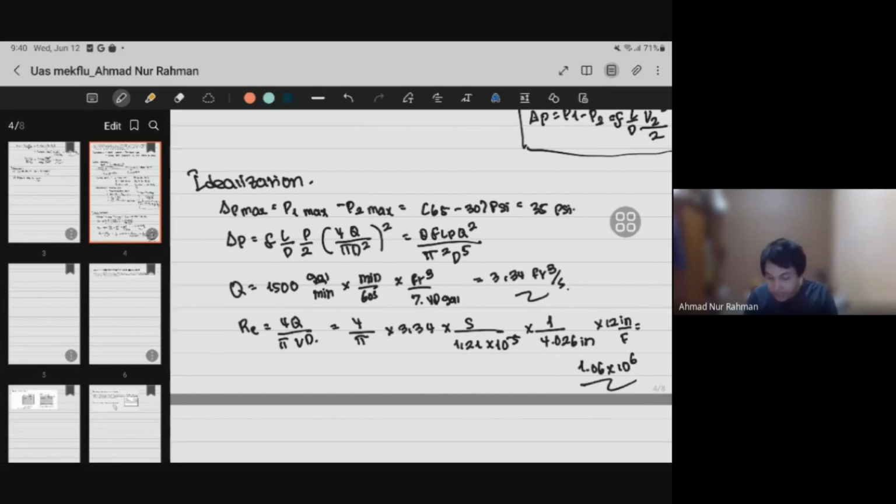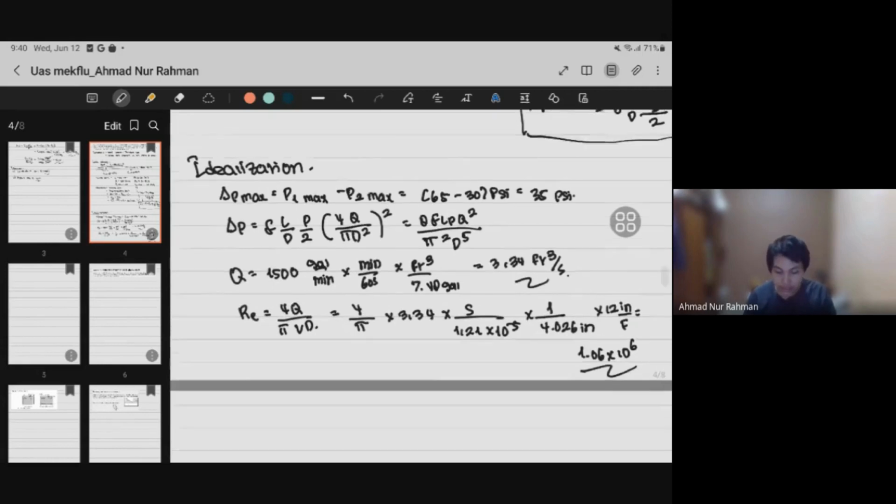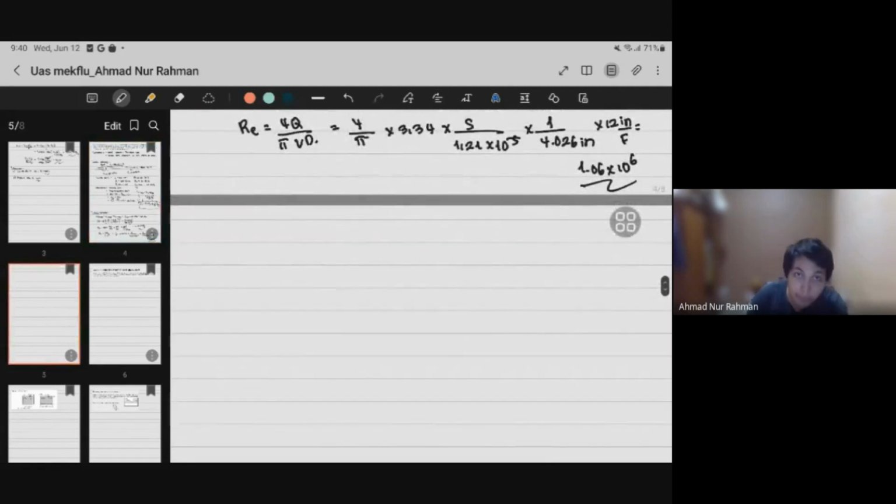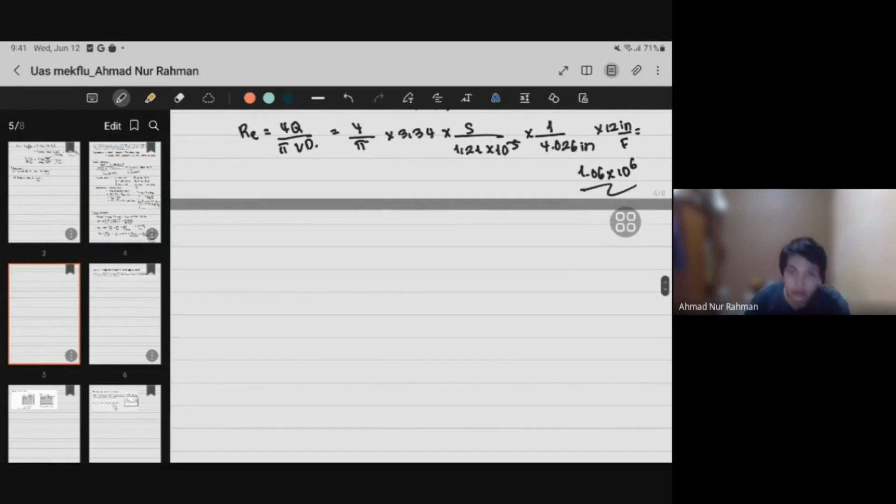So after we get all the data from analyzing Q, Re, and e, we begin to solve the delta P. So the delta P.